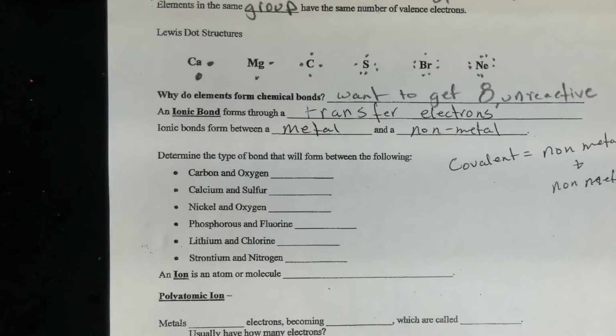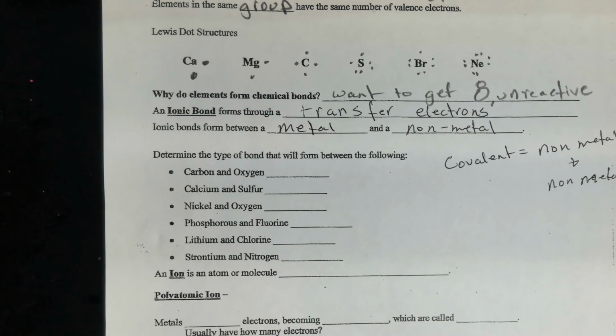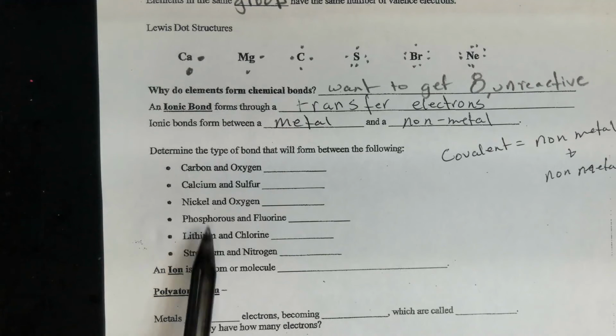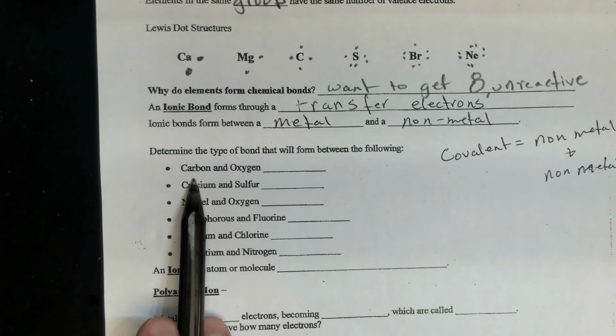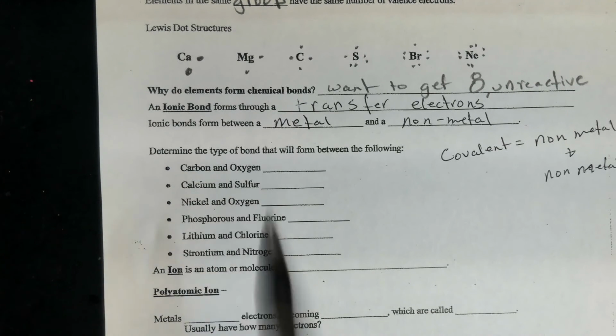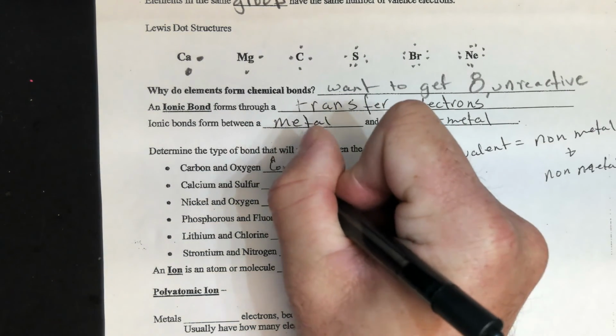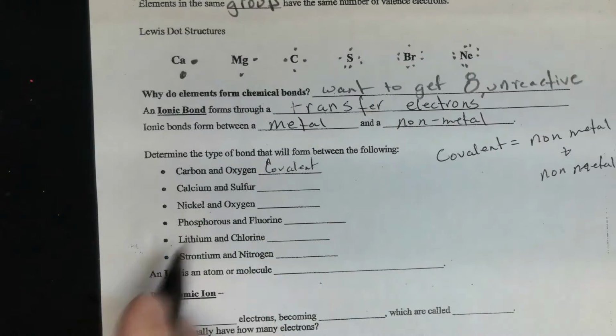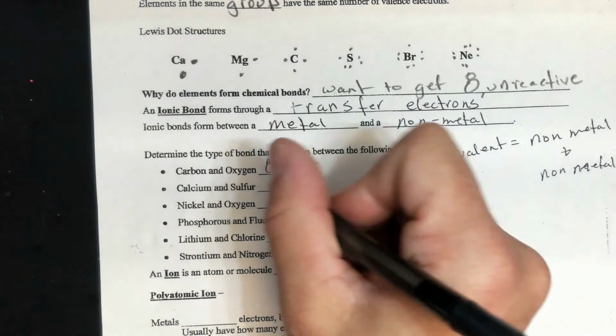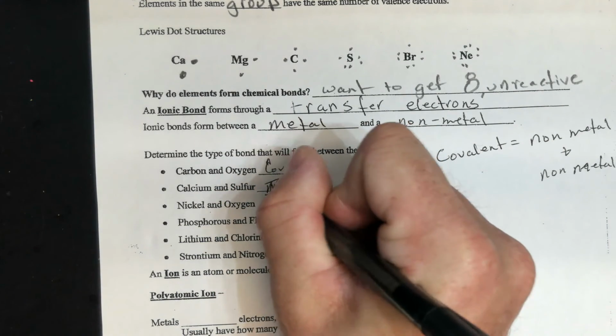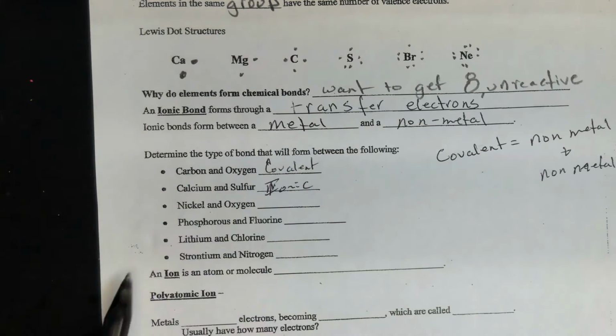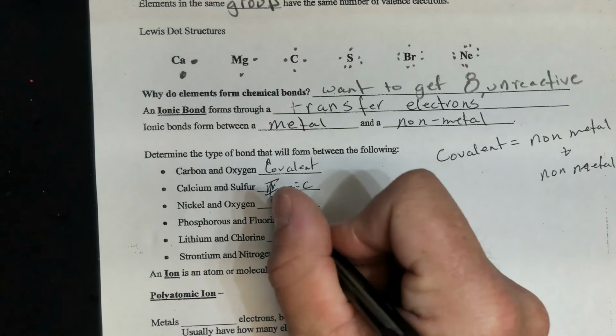So we're going to determine the type of bond that will form between the following. Carbon is to the right of the stair step. It's considered a non-metal. And oxygen is also a non-metal. So this bond is going to be what's called a covalent bond. Calcium is a metal. So that's going to be an ionic bond. Nickel is also a metal. So it's going to be ionic.